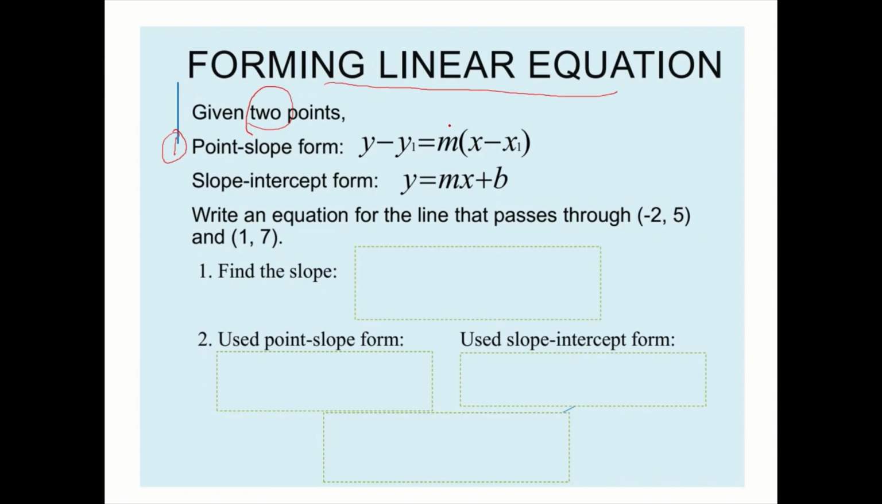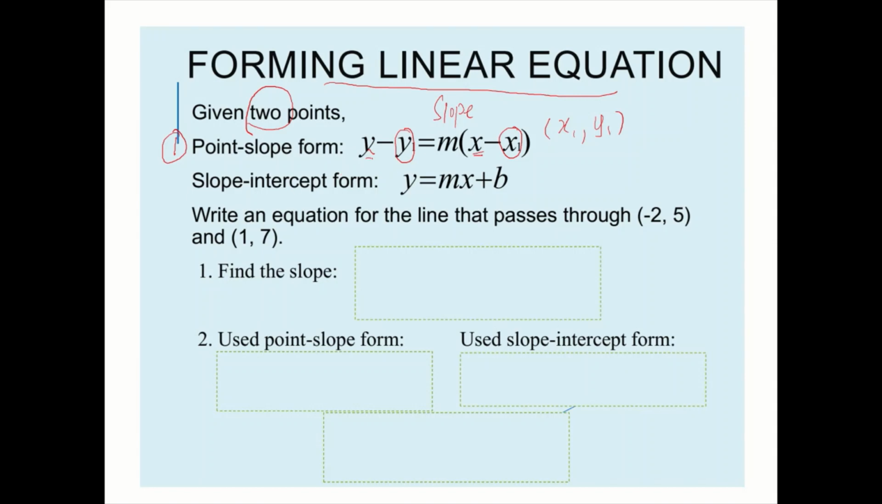Okay, so the m is the slope. Now the x and the y always remain the same. It means that the x and the y always remain as x and y. Now, how about this x1 and y1? The x1 and y1, they are 1 point. So you just take 1 point, substitute the coordinate of x here, and substitute the coordinate of y here. Okay, so we can form a point-slope form.